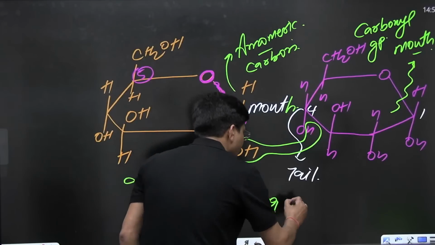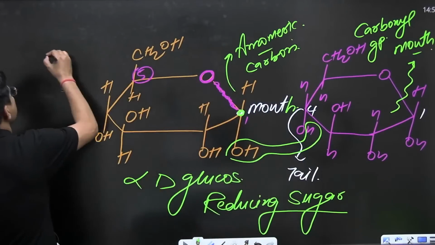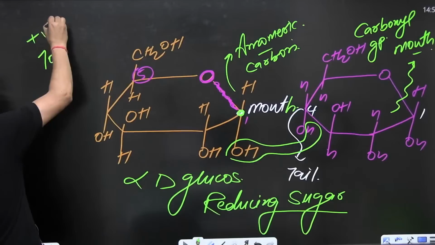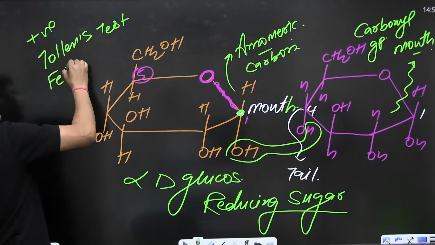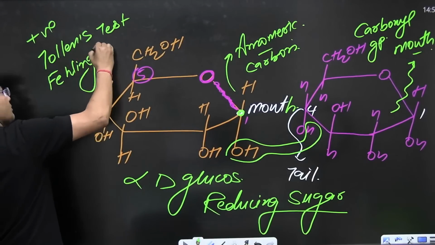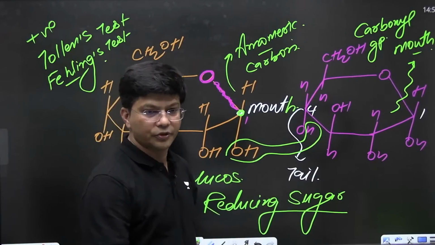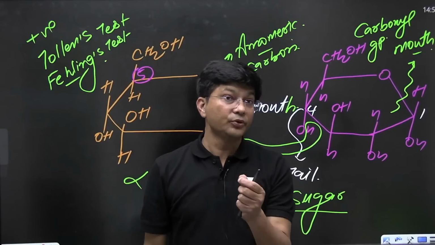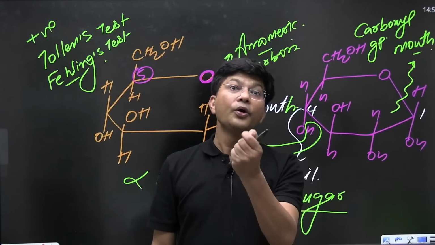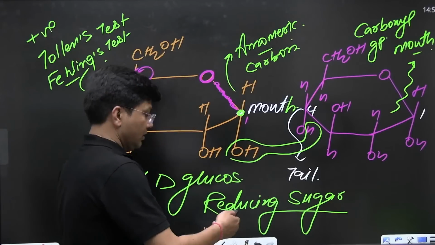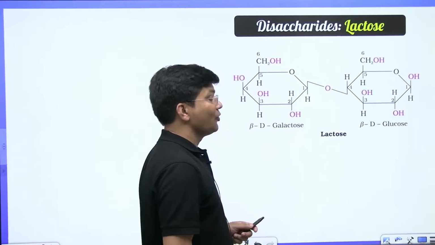Why do we call it a reducing sugar? Because it can give a positive Tollens test, a positive Fehling test, a positive Benedict's test. That's why maltose is known as a reducing sugar, and all reducing sugars show mutarotation. So till now, if everything is clear, now we are going towards lactose.